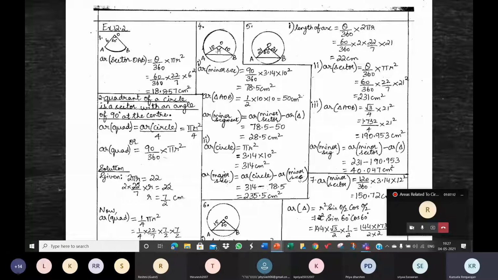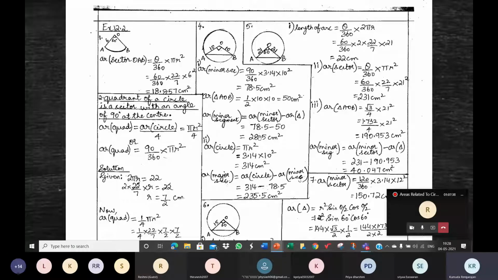Next comes the area of the triangle. We know it's a right triangle and the formula is half base into height, half into OA into OB, half into 10 into 10, 50 centimeters square. Having got the areas of the minor sector and the triangle, simply subtract the two to find the area of the minor segment. Children, please follow the pointer on the screen. So here we found the area of the minor segment.